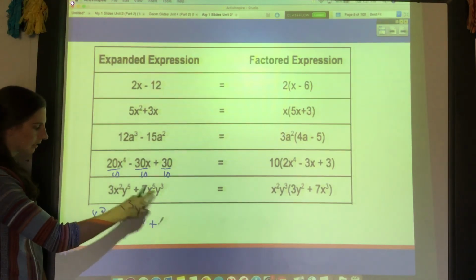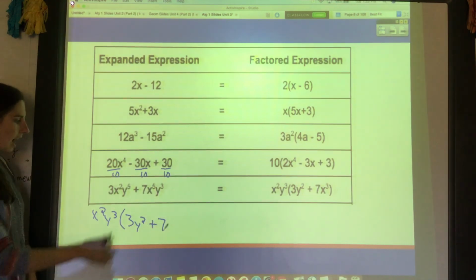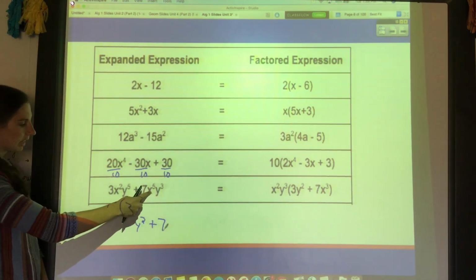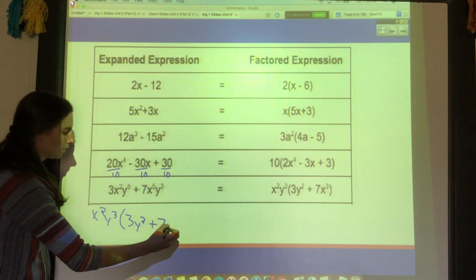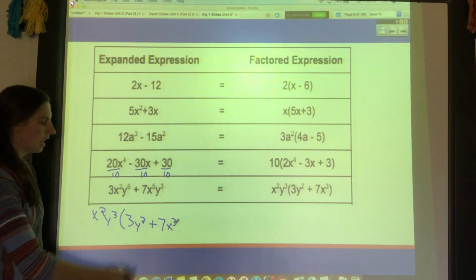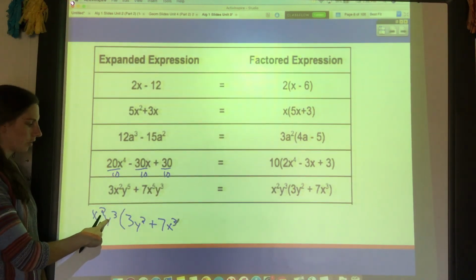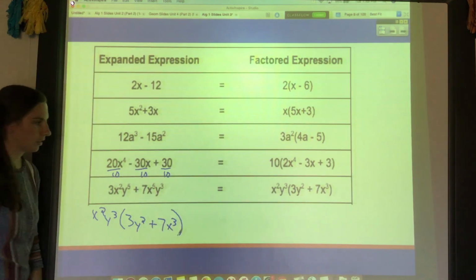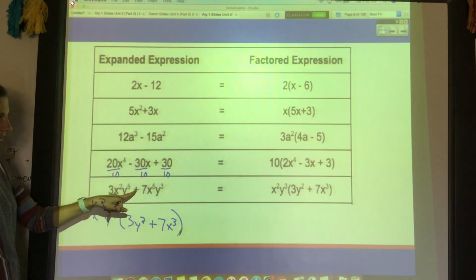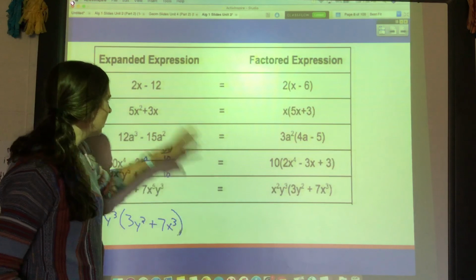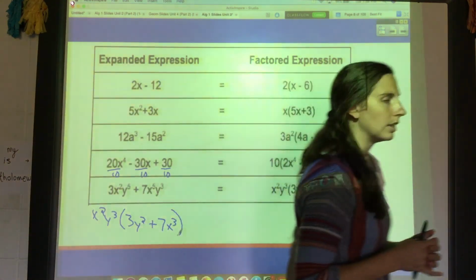On this one, the 7 is still there. I had 5 x's and I took out 2 of them, so I've got x cubed left. And I had 3 y's, I took out all 3 y's, there are no y's left. So that's how this turns into this. So I'll let you look through the rest of those and then do the practice.